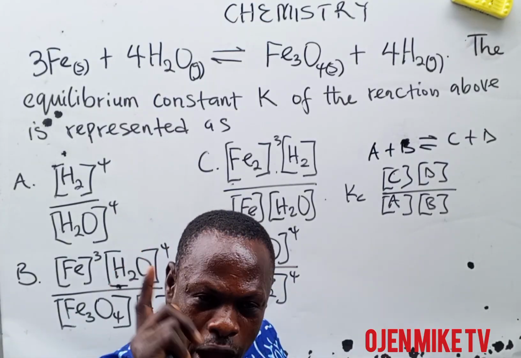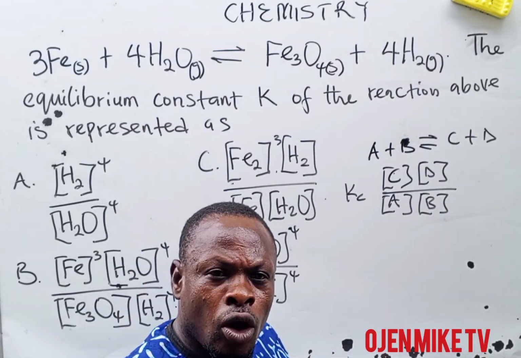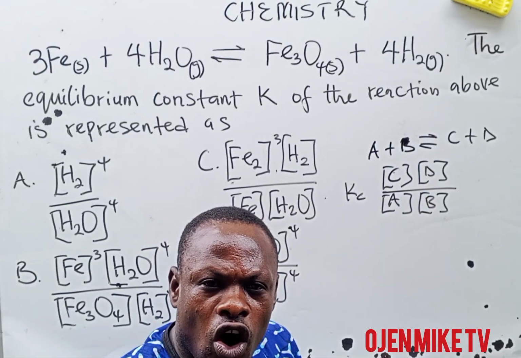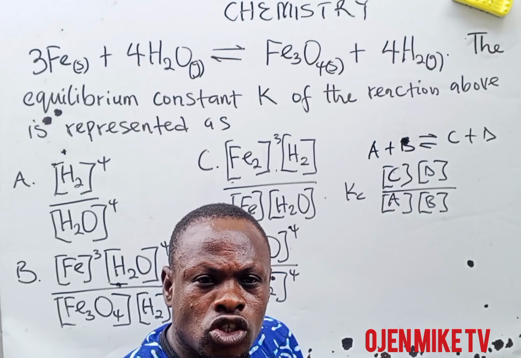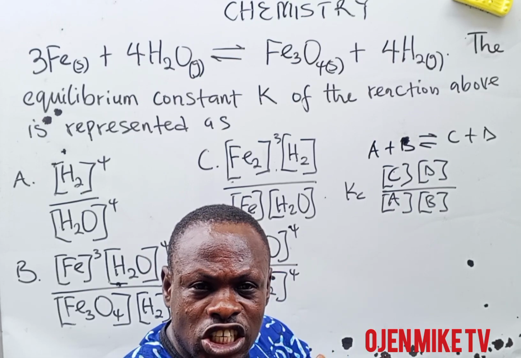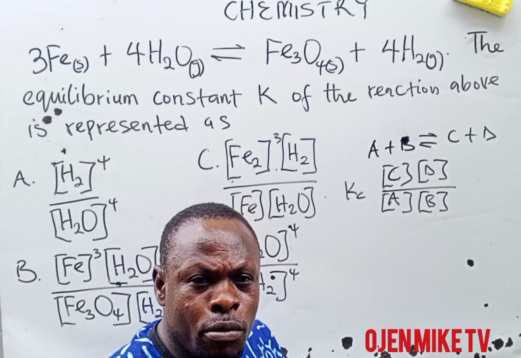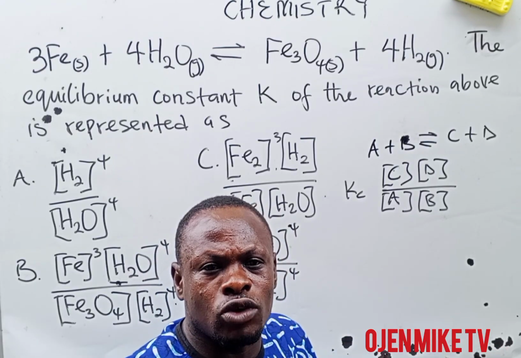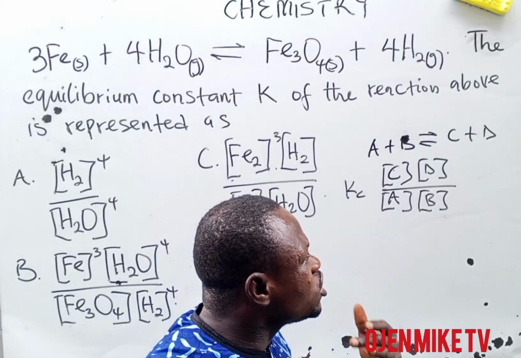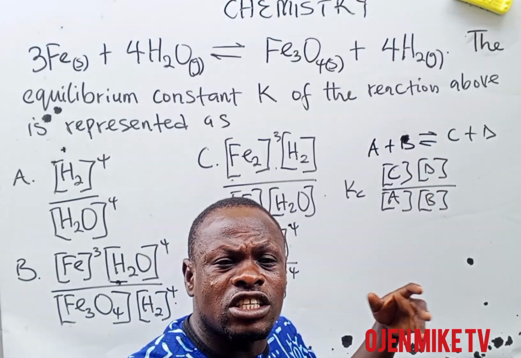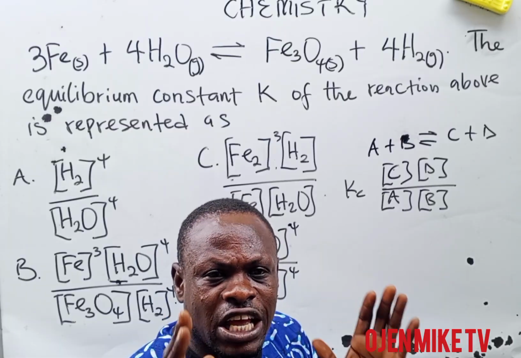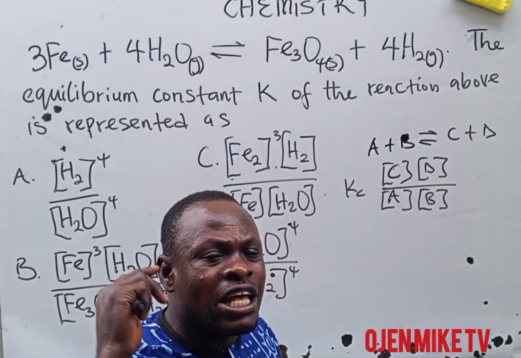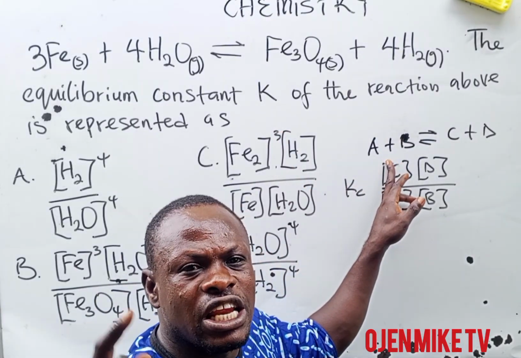Now, before writing this, you must consider whether the substance is in the gaseous state or in the aqueous state, because solids and liquids do not change anything. Remember, chemical equilibrium can only be affected by a change in factors. A change in the gaseous state and in the aqueous state is where the equilibrium constant can be affected. So you must consider whether the substance is in a solid or liquid state.